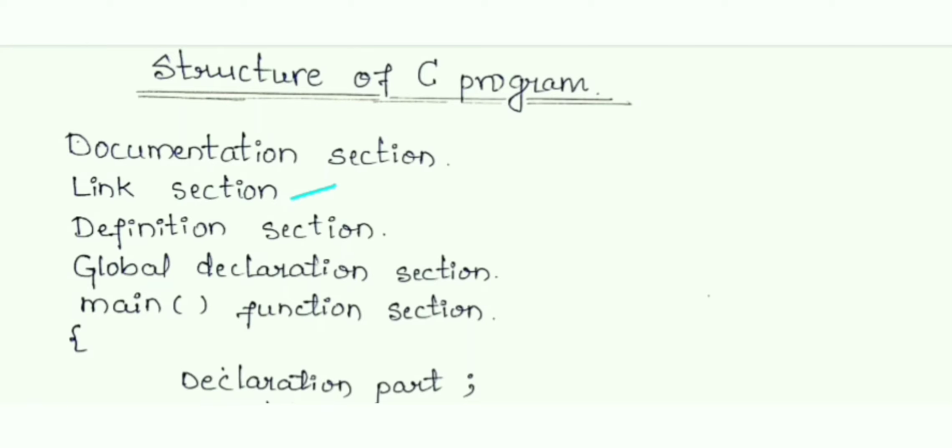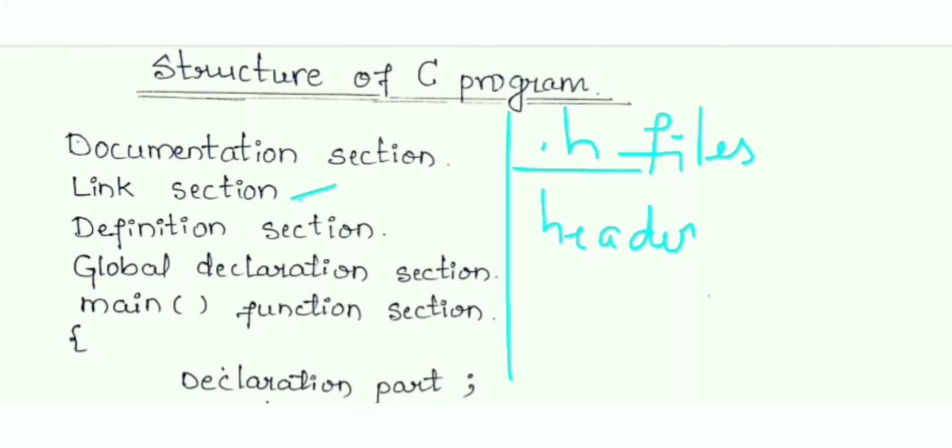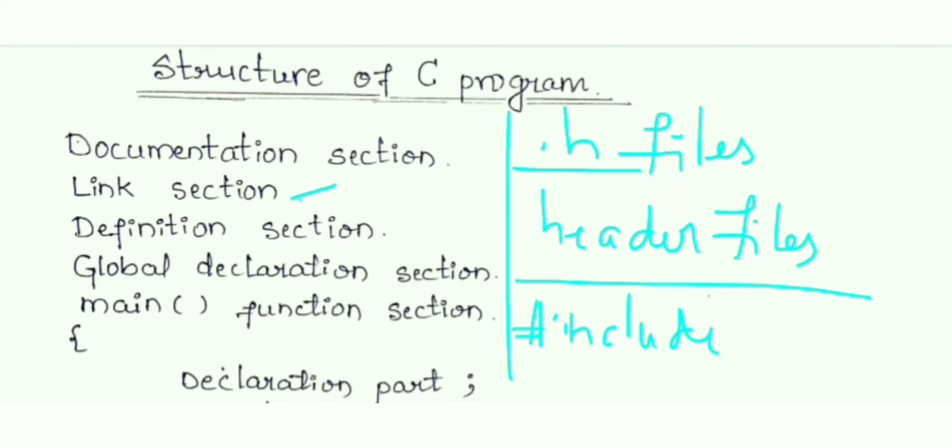Next one is the link section. The link section is important to write in your program. It contains .h extension files which are called header files, and header files contain some of the important functions which you use in your program. For example, you use #include stdio.h. stdio.h is a standard input output library.